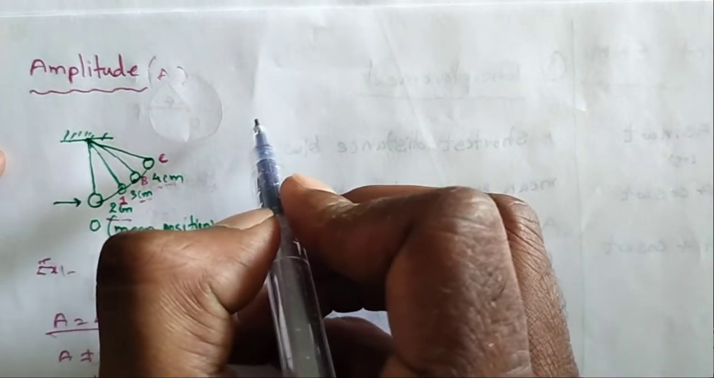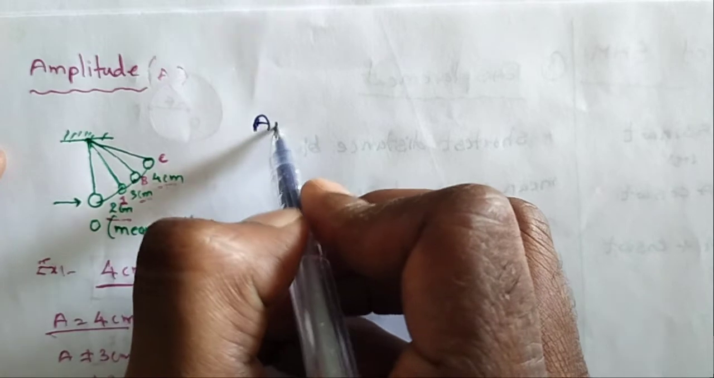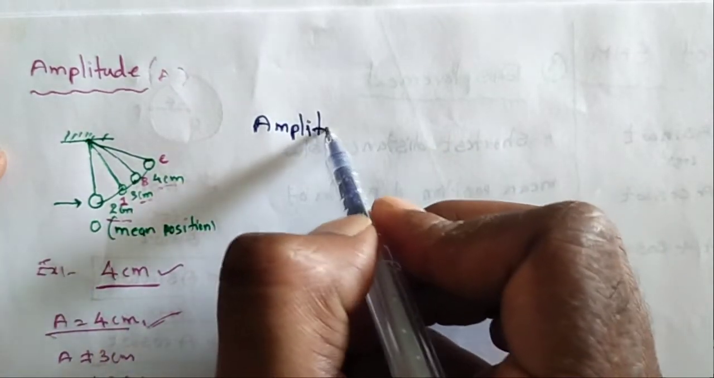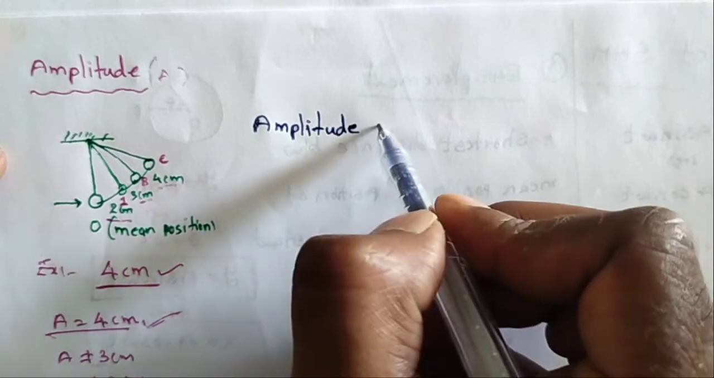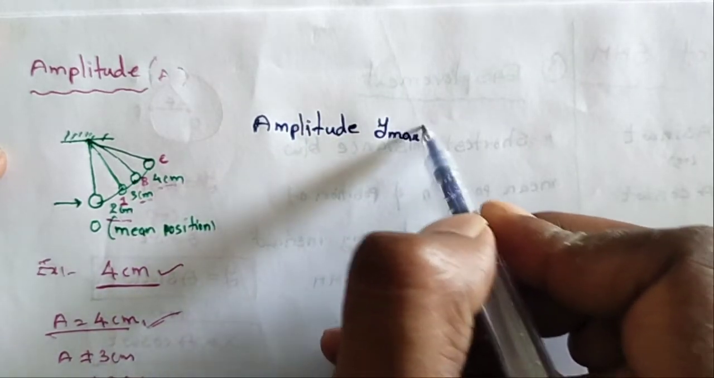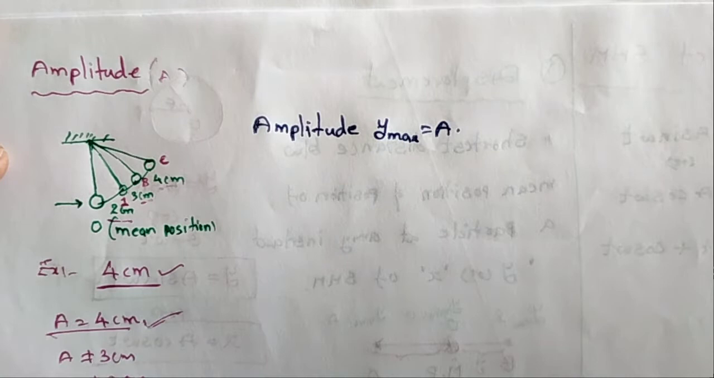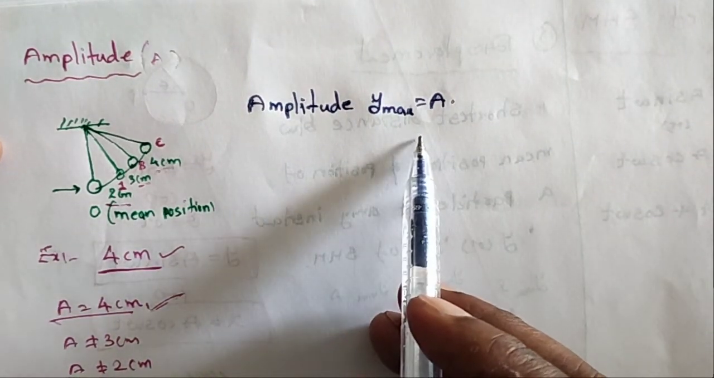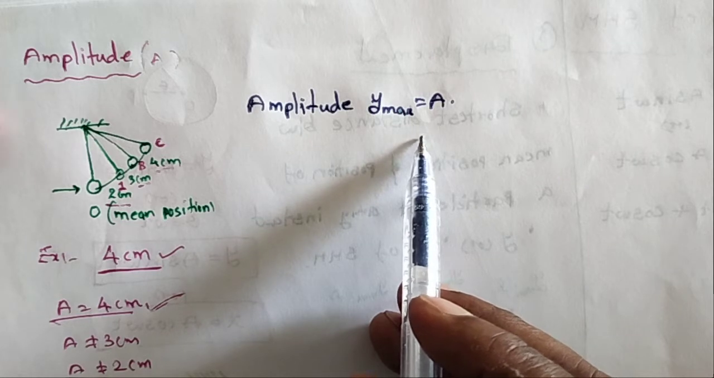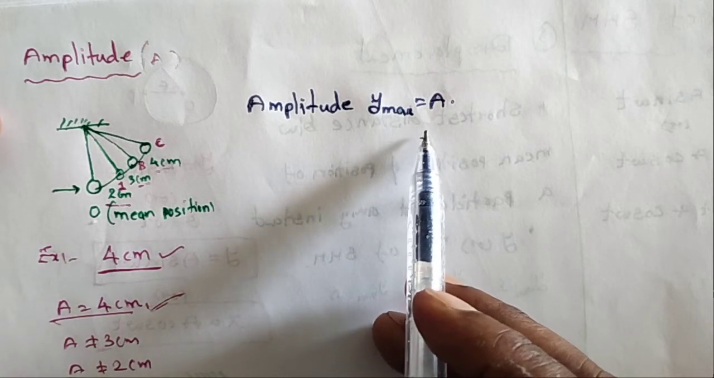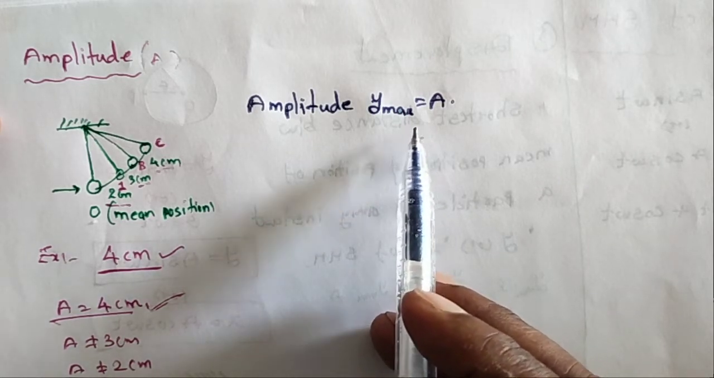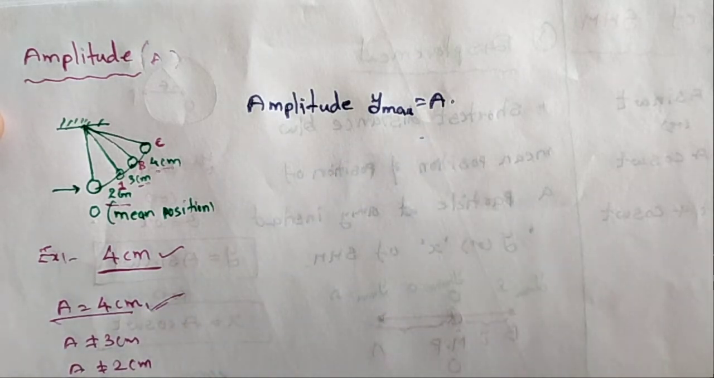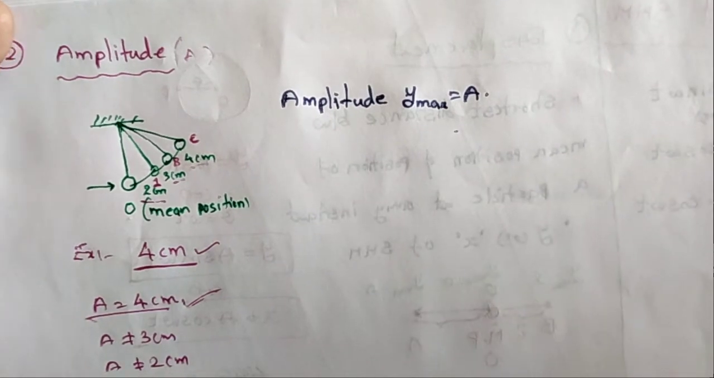So what is the mathematical equation for amplitude? y maximum is equal to capital A. This is the mathematical form. So A represents the amplitude, and it is also the radius of the circle. The amplitude of SHM is equal to the radius of the circle. So this is the second characteristic, amplitude.